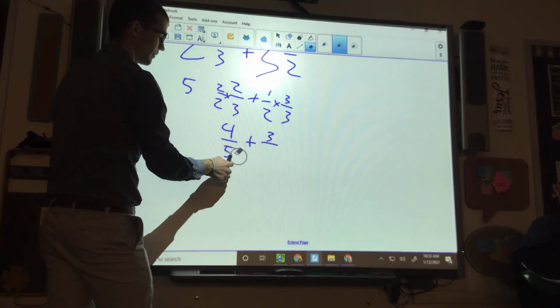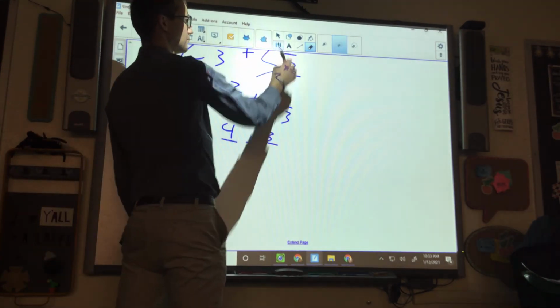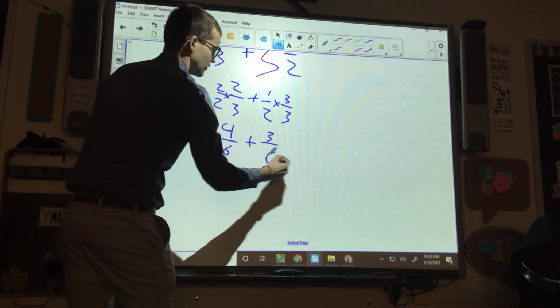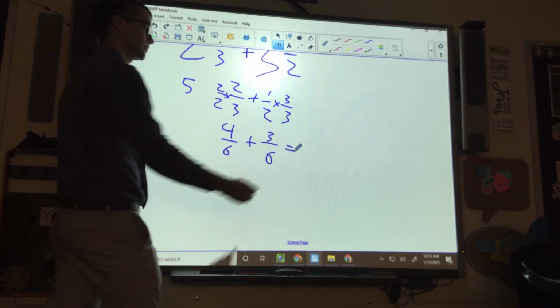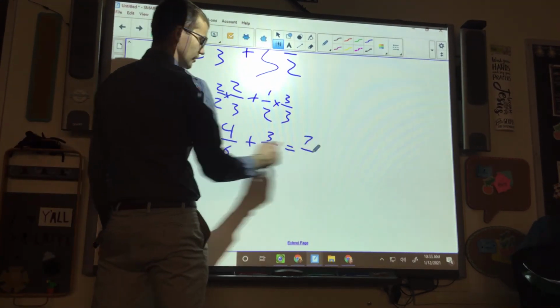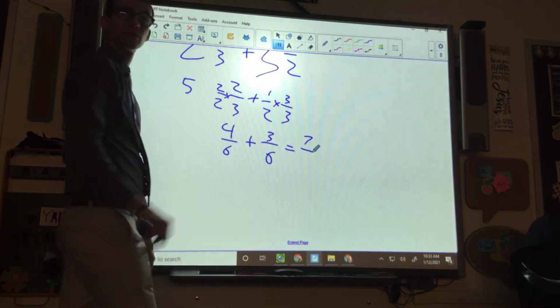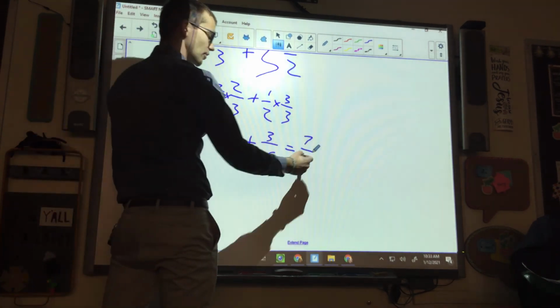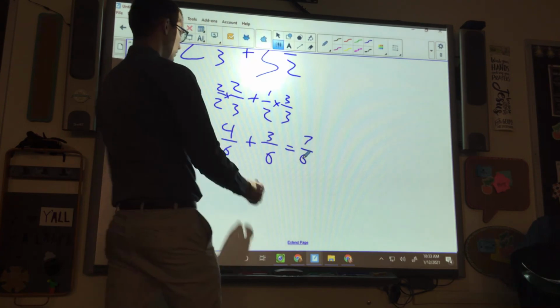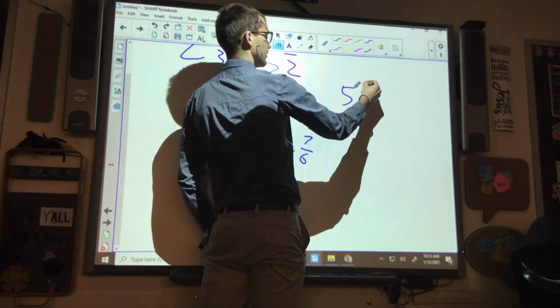So the denominators in the bottom, 2 times 3 is what? 6. I add those together. 4 plus 3 is 7. And on the bottom, 6 plus 6 is? Do I add the bottom? No, I don't. It's a denominator. I keep it the same. So I have 5 and 7/6 is my answer.